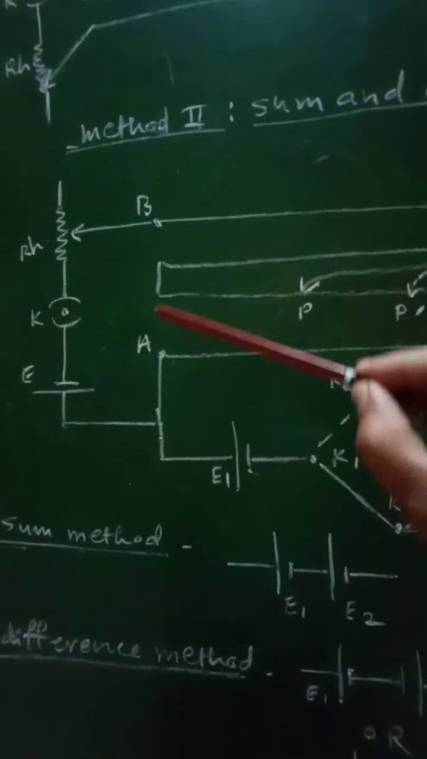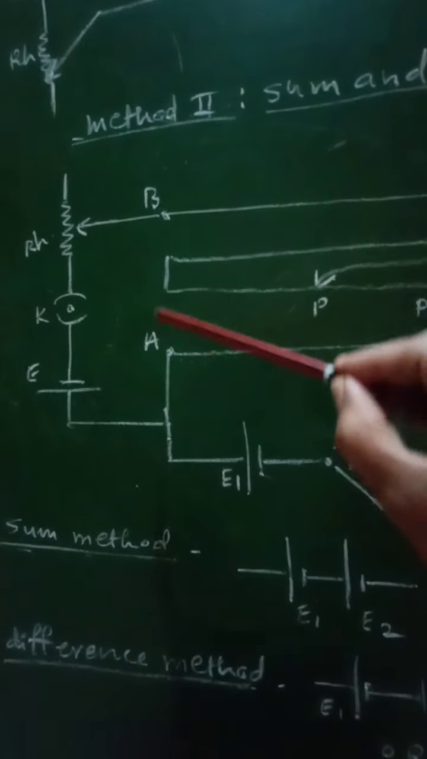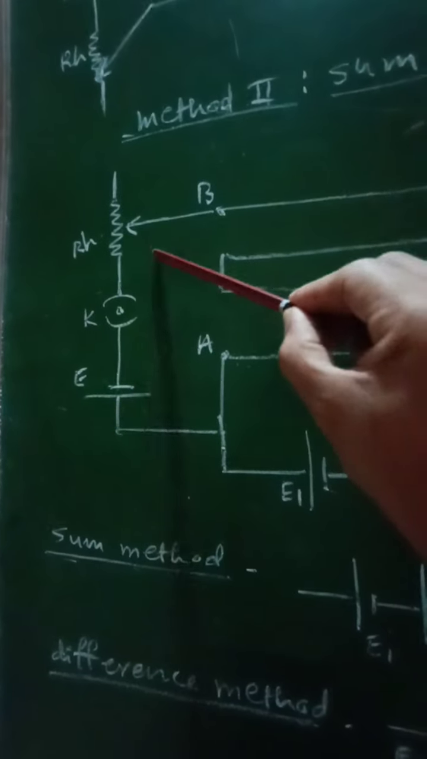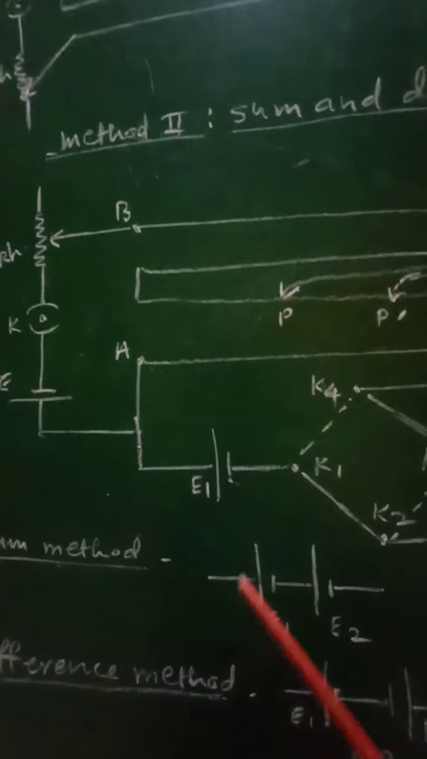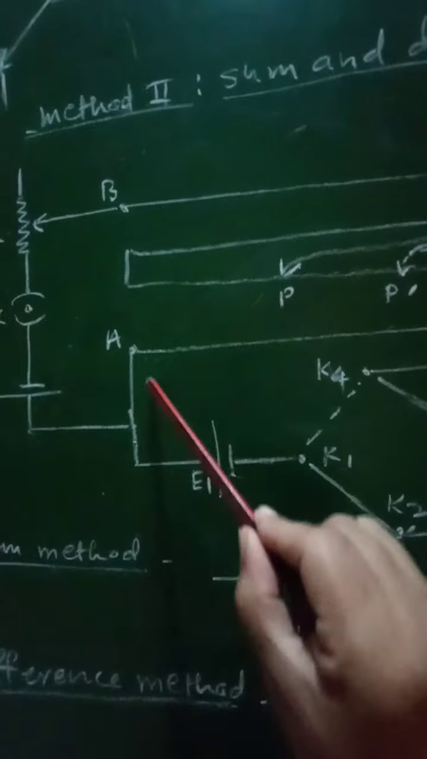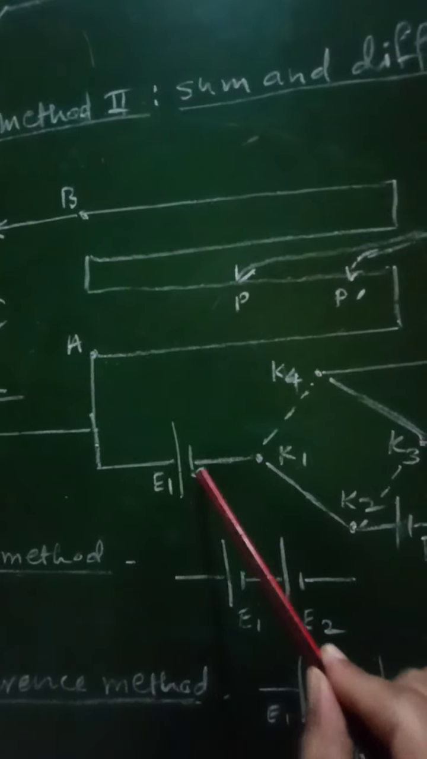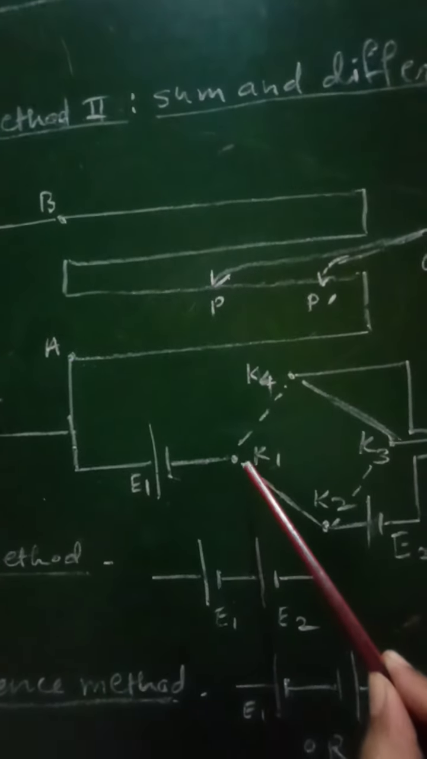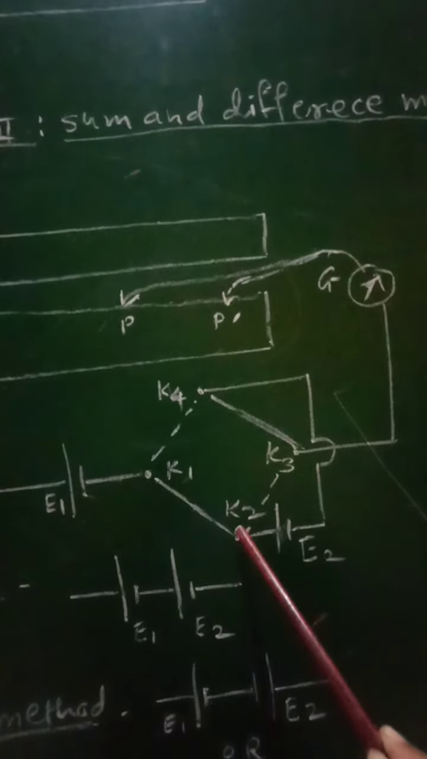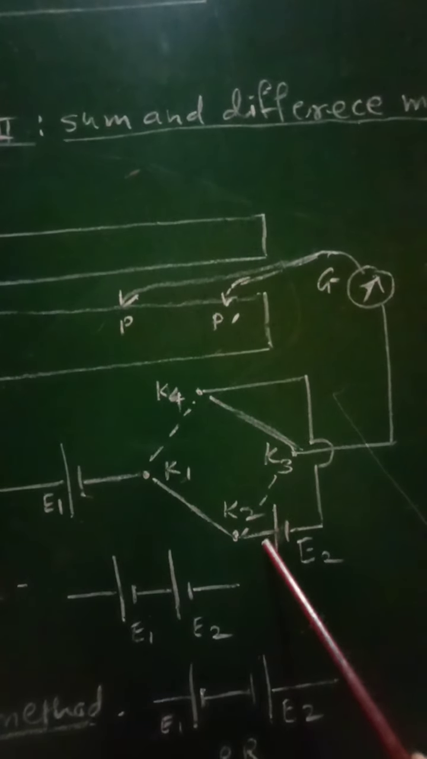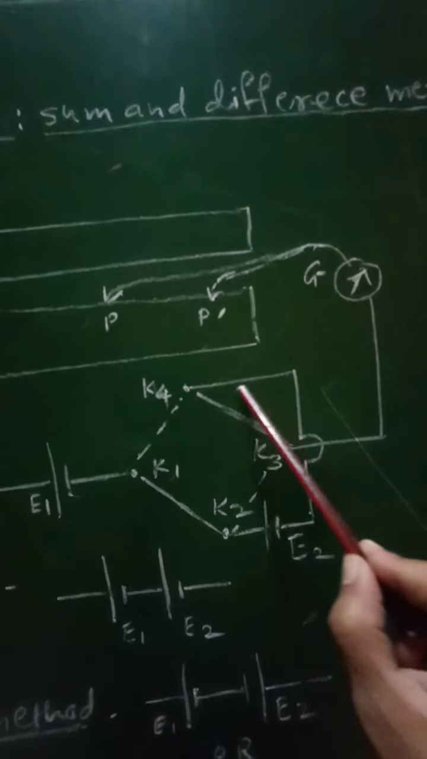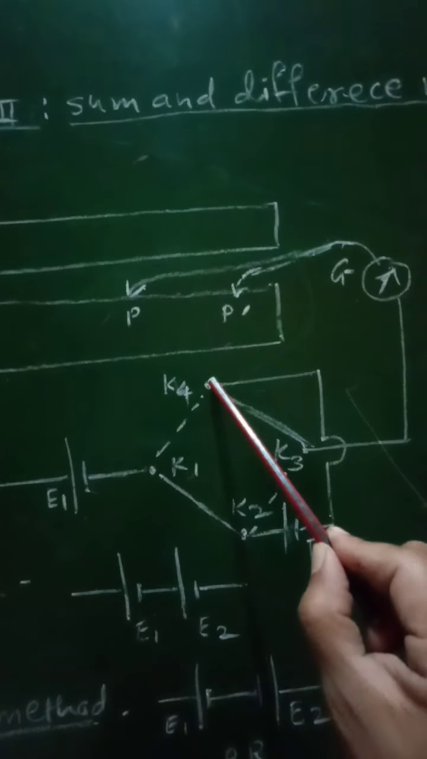So between the two ends of the potentiometer wire A and B, here a series combination of cell, key and rheostat will be connected. Then the positive terminal of the cell E1 is connected to terminal A, while negative terminal is connected to K1 key of the 4-way key. Then K2 key is connected to positive terminal of the cell E2, and its negative terminal will be connected to K4 terminal of this 4-way key.